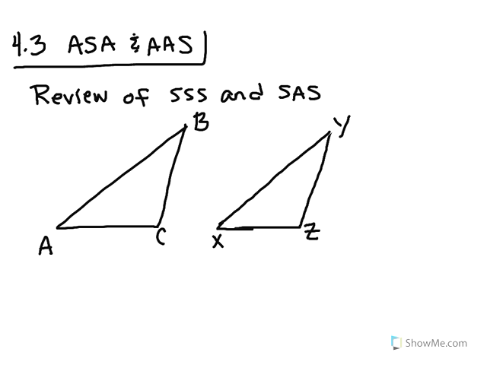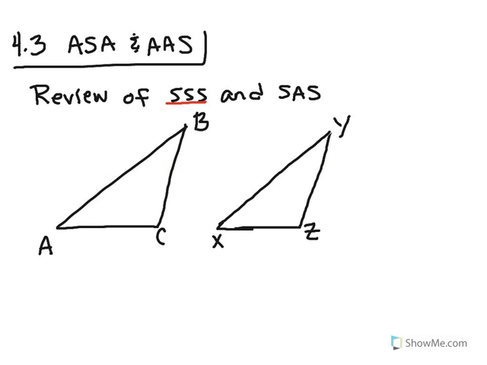So we're going to first review side, side, side. I'm going to do this in red. Remember that in order to do side, side, side, this is the easiest one out of all of them. I just have to know that the corresponding sides are congruent. So I have to know that AB is congruent to XY, that BC is congruent to YZ, and that AC is congruent to XZ. So that's how that would look if I proved this by side, side, side.